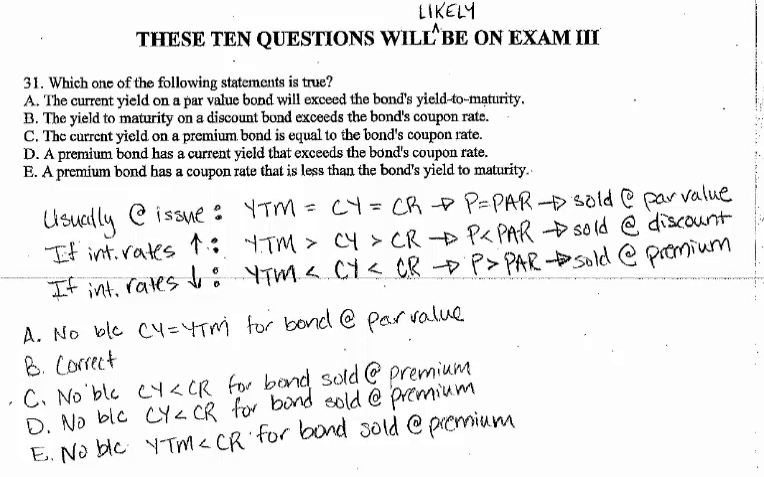D, a premium bond has a current yield that exceeds the bond's coupon rate. Okay, now this one's wrong for the exact same reason C was wrong. In this case, it's not saying that they're equal, but it's got the signs backwards, right? Remember that the current yield is going to be less than the coupon rate for a premium bond, so this would be wrong. And then finally E, a premium bond has a coupon rate that is less than the bond's yield to maturity. Once again, this is going to be no for a very similar reason. Not only in the previous two answers was the current yield less than the coupon rate, but the yield to maturity is certainly going to be less than the coupon rate. So the only correct answer there is B.